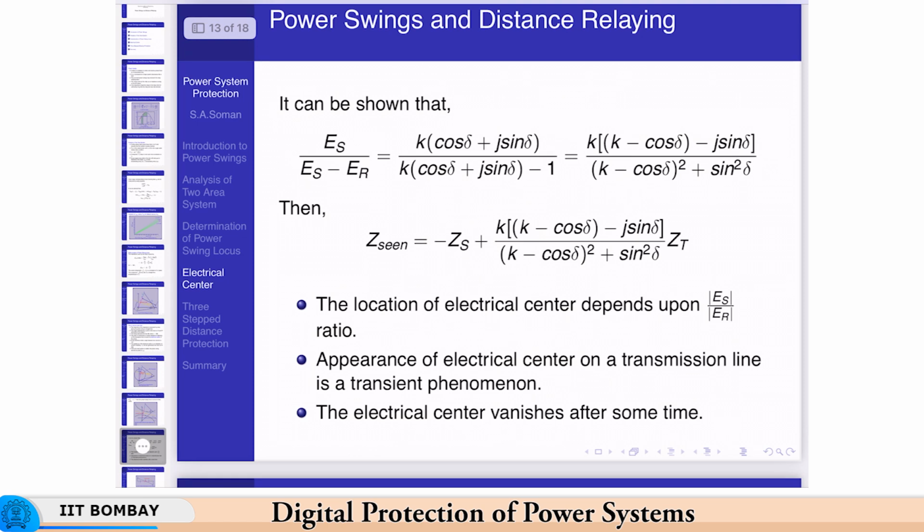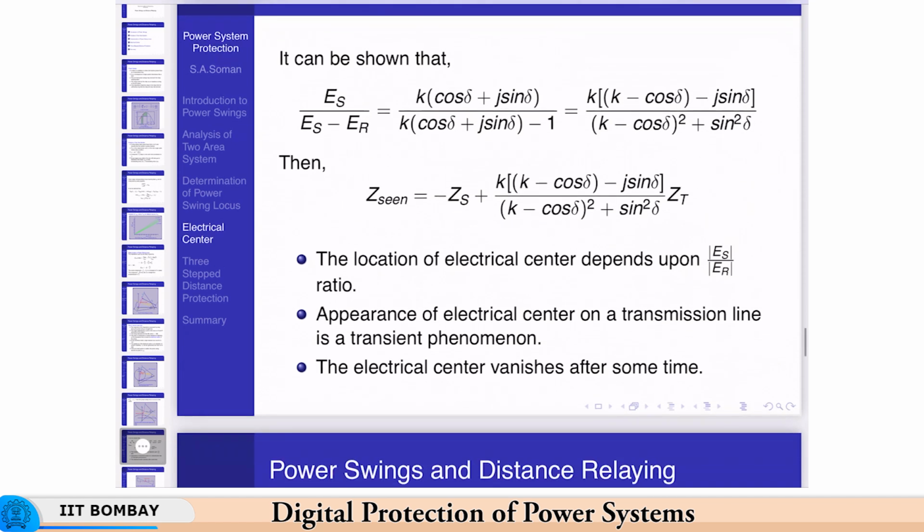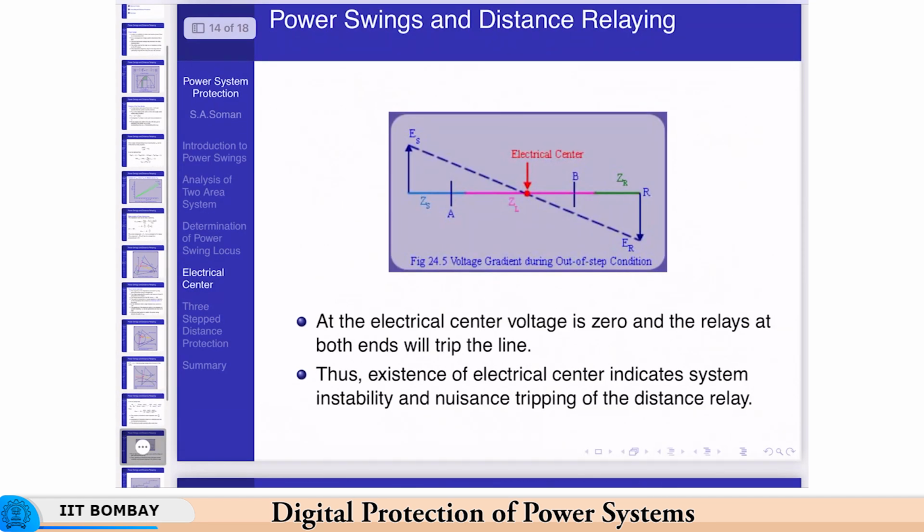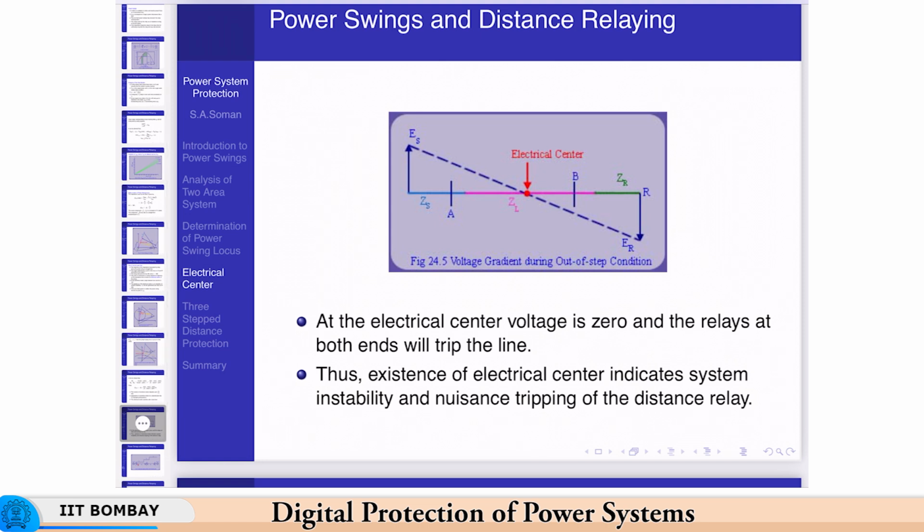Okay. This can be shown analytically. Earlier in the proof we had assumed that k is equal to 1. Okay. So, this is the electrical center that has been formed, which we just saw in the notes, and this actually will lead to the tripping of the distance relay.